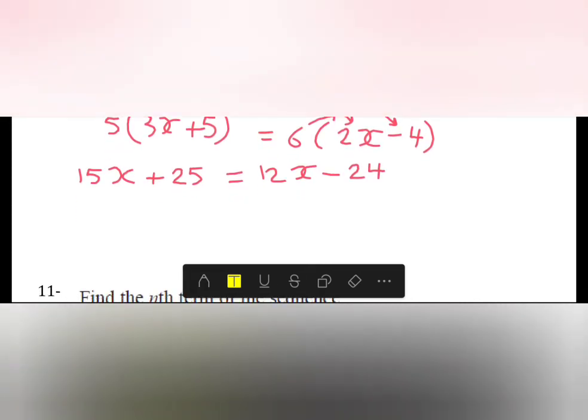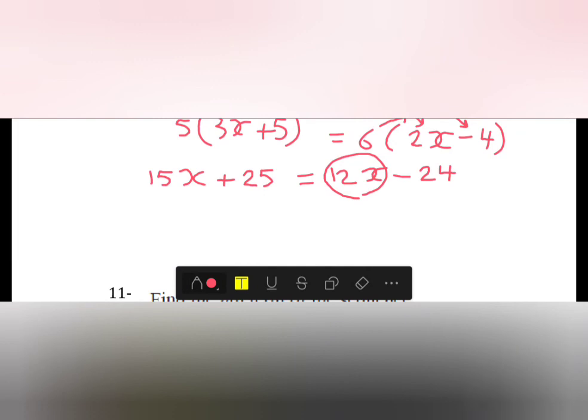After expanding, I'm gonna put the x on one side and the constants on the other side. Now, we're gonna take the 12x to the other side and we're gonna change the sign of the 12x. So it's gonna be negative 12x. And then this is positive 15x. And I'm gonna take the positive 25 to the other side and it's gonna be negative 25. And then I'm gonna work out these together.